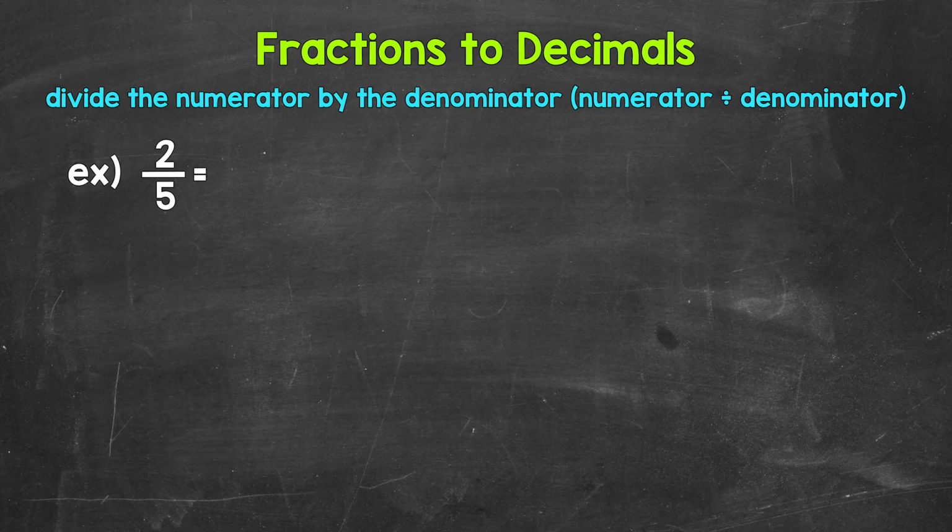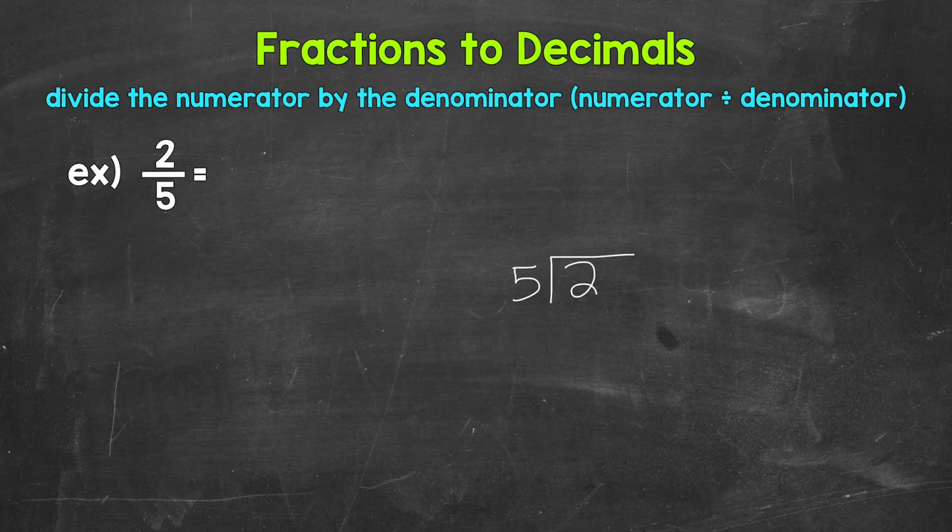In this video, I'm going to cover how to convert 2/5 to a decimal. Now, when we convert a fraction to a decimal, we can divide the numerator, the top number of the fraction, by the denominator, the bottom number of the fraction. So for 2/5, we can set this up as 2 divided by 5. And now we're able to work through the division process.